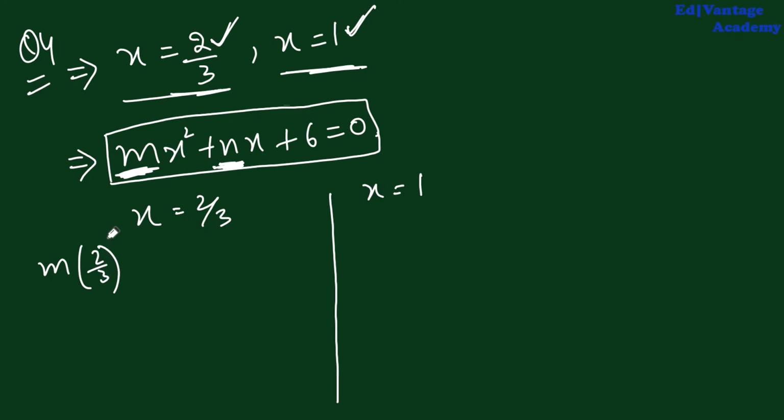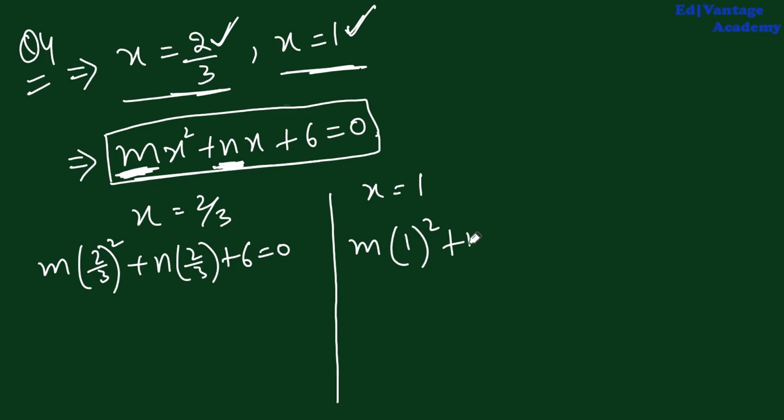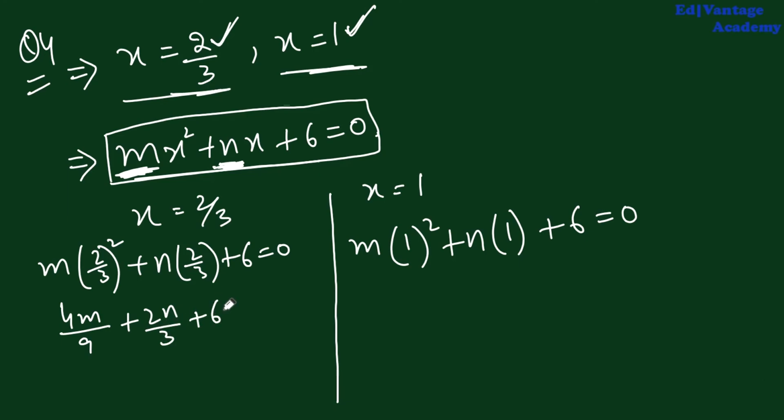So it is mx square, x is 2 by 3, n into x means n into 2 by 3 plus 6 is equal to 0, and again I'll use the same equation mx square, so x is 1 this time, n into x means x is 1, plus 6 is equal to 0. So when I simplify it, the square of 2 by 3 will be 4m by 9 plus 2n by 3 plus 6 is equal to 0, and m plus n plus 6 is equal to 0.